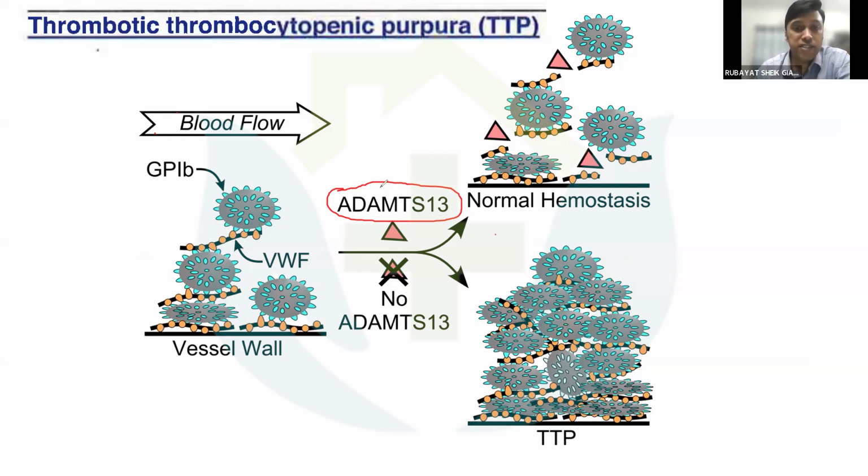When this enzyme is deficient, when the ADAMTS13 enzyme is deficient, look at what happens. The blood vessel gets clogged with large molecules and clumps of von Willebrand factor and platelets. It blocks the vessels, leading to organ ischemia, which is the basic pathogenesis of TTP.